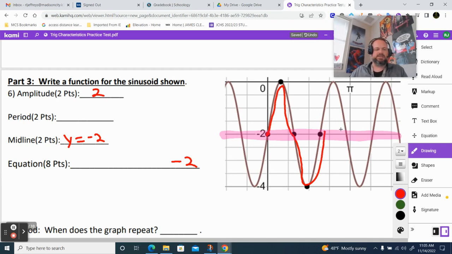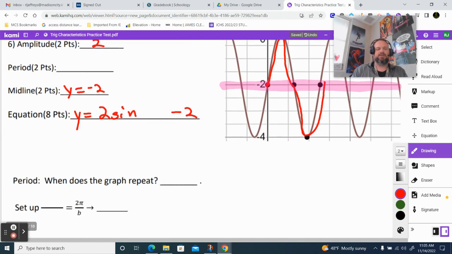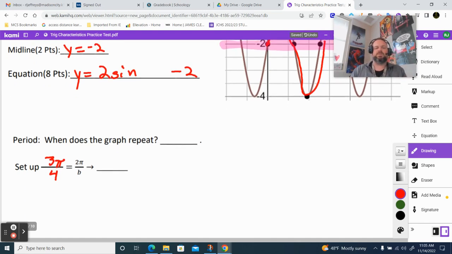Now we know this is a sine wave because of the way it starts at 0, so this is going to be 2 sine. And the only thing left is to find our period. We said 3 pi over 4 equals this. This is the reason why I have this set up this way. A lot of people are like, I don't understand how to find this.